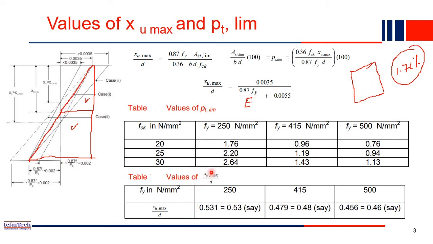Now for the Xu by D value for different grades of steel: if you use Fe 250, the fy value will be 250, and E value is 2 into 10 to the power 5, which is constant anyway. So the Xu by D value for 250 grade steel is maximum 0.53. Similarly, for 415 grade steel, Xu by D should be 0.48, and 500 means 0.46. These are the values we frequently use, that's why it is tabulated.